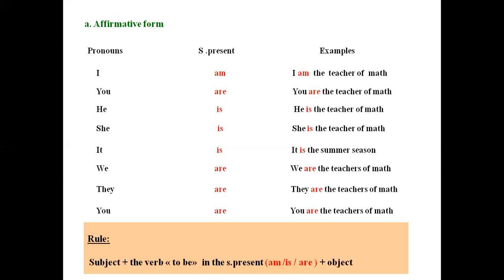So the rule says, in the affirmative form, we need to start with the subject plus the verb to be in the simple present plus the objects. The second situation is the negative form or the negative sentence. Here, of course, we start with the pronoun and then the verb to be plus not, which is the negative one, and plus the rest of the sentence.